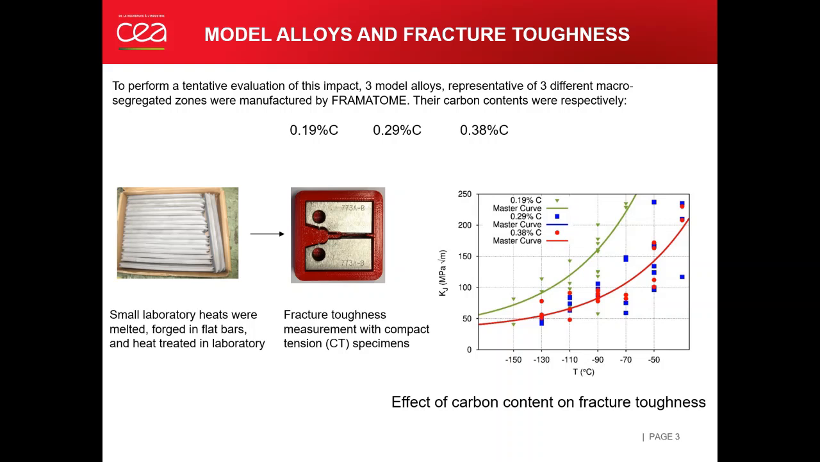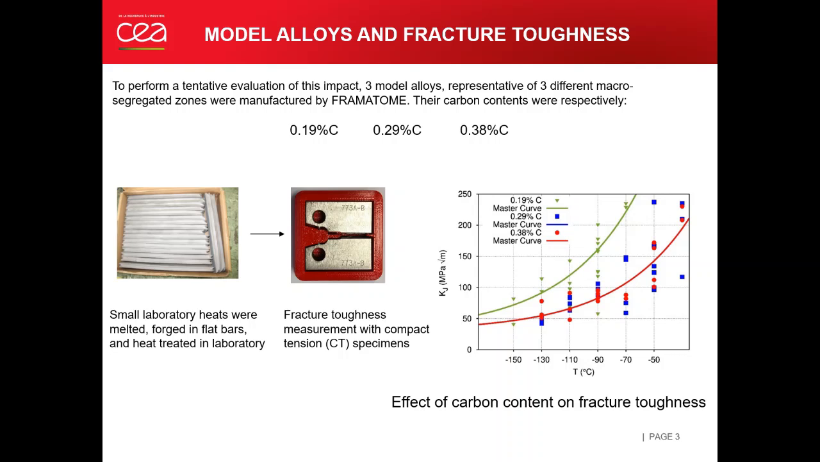As you can see from this figure, the fracture toughness obtained at each temperature is plotted. We can see considerable scatter. The green points are those for 0.19% carbon, for example. The corresponding master curves are also presented in this figure. The brittle to ductile transition for the material with lower carbon content happens at a lower temperature compared with the other two materials with higher carbon content.